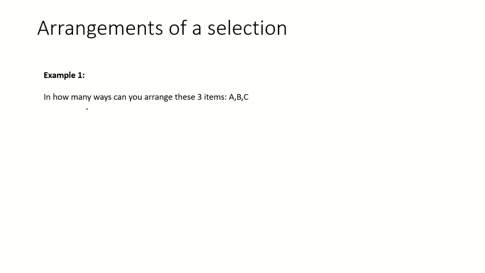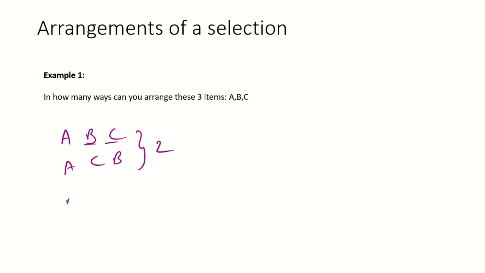In how many ways can you arrange these three items A, B, and C? Say A occupies the first place, then the second and third could be either B and C, or it could be C or B. So we have two ways of arranging these three items when A occupies the first place.